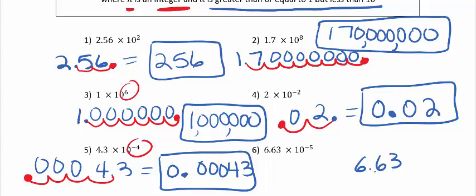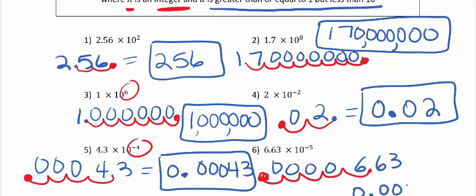6.63 times 10 to the negative 5th power. Again, we have a negative power, so we're going to take this decimal point, we're going to move it 1, 2, 3, 4, 5 to the left. We're going to fill in those places with zeros. And we're going to rewrite the answer as 0.0000663.